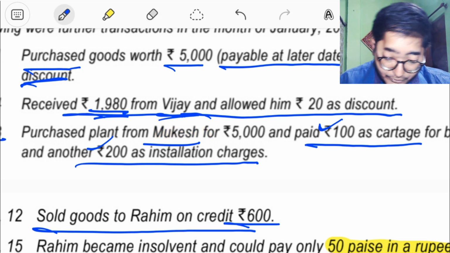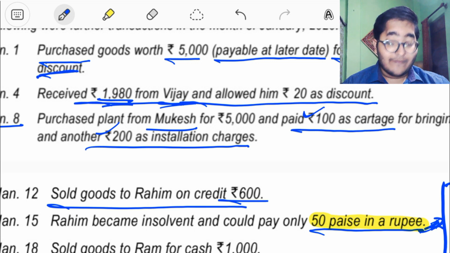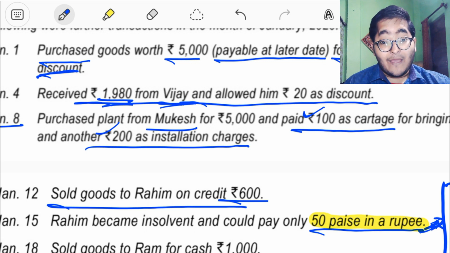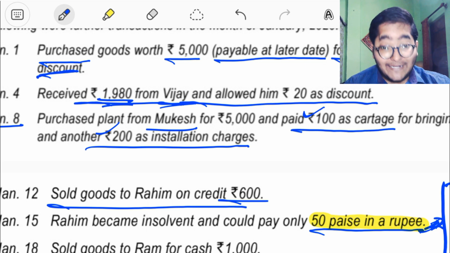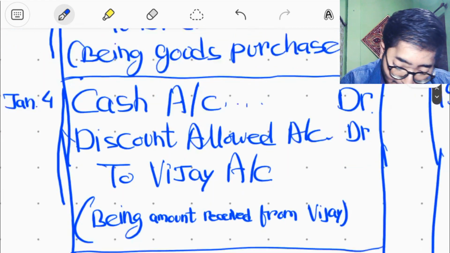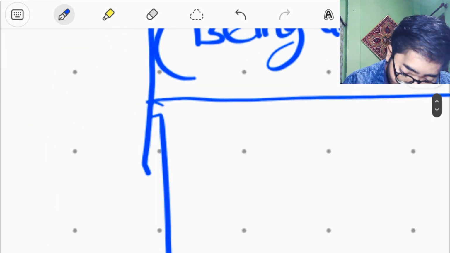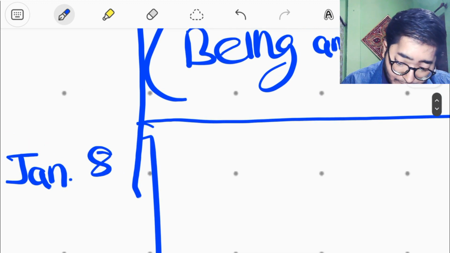So, purchase plant. What is plant? Plant is an asset. Asset is coming in. What comes in is debit. Asset is coming in. What is going out? Nothing is going out. But there is an inflow of a liability. Liability in the form of Mukesh. Mukesh would be payable. And that is why our next transaction on January 8th would be the purchase of plant.